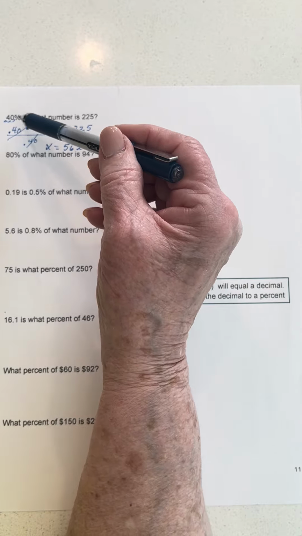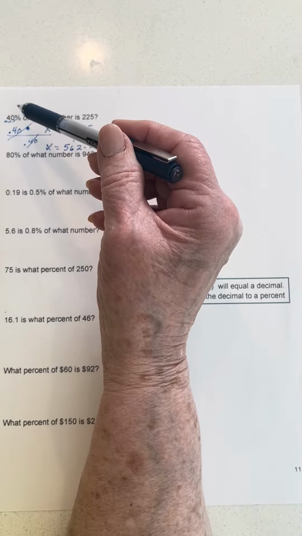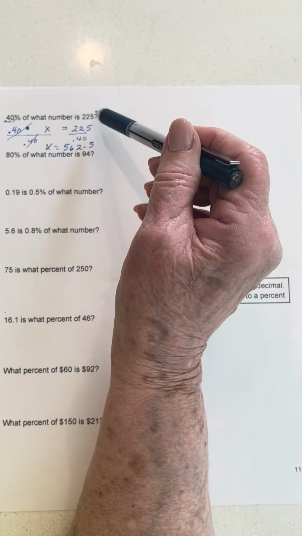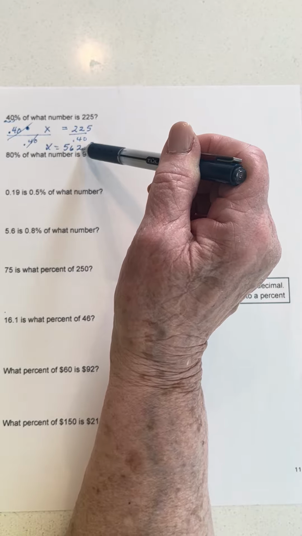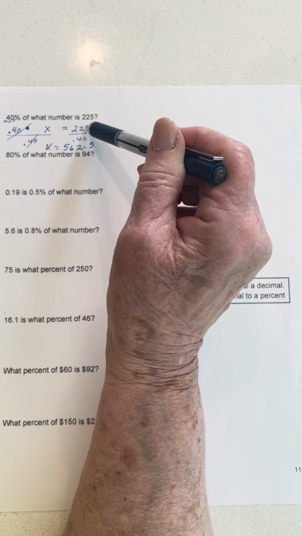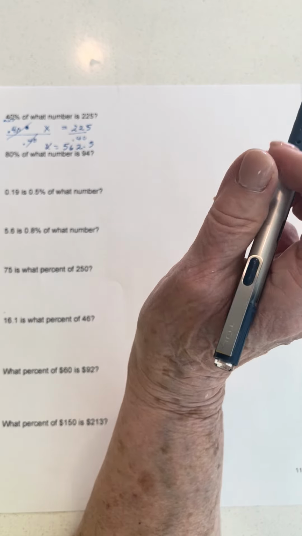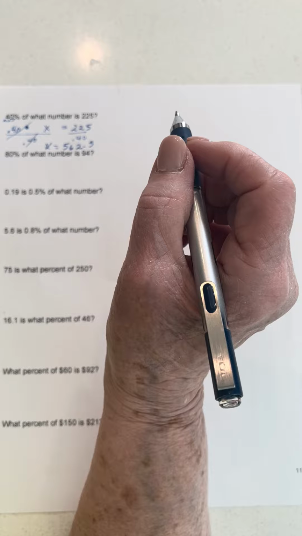So this is close to half. It's not nearly half, but close to half of this would be 250, right? 280 actually, which gives us a relatively good answer.